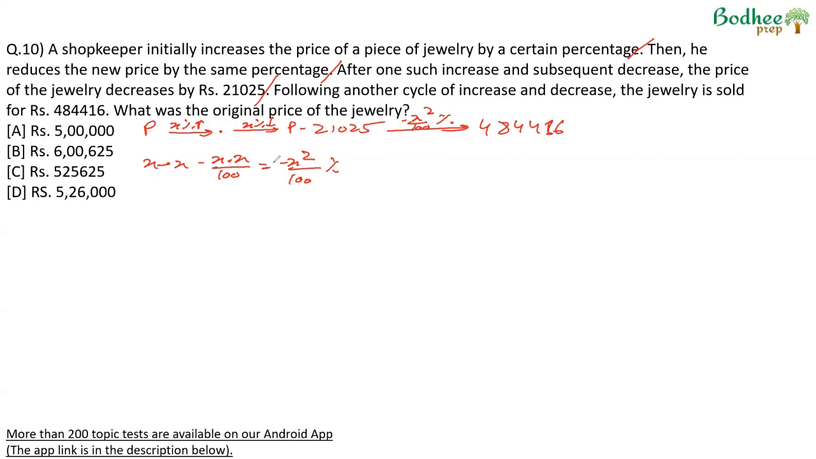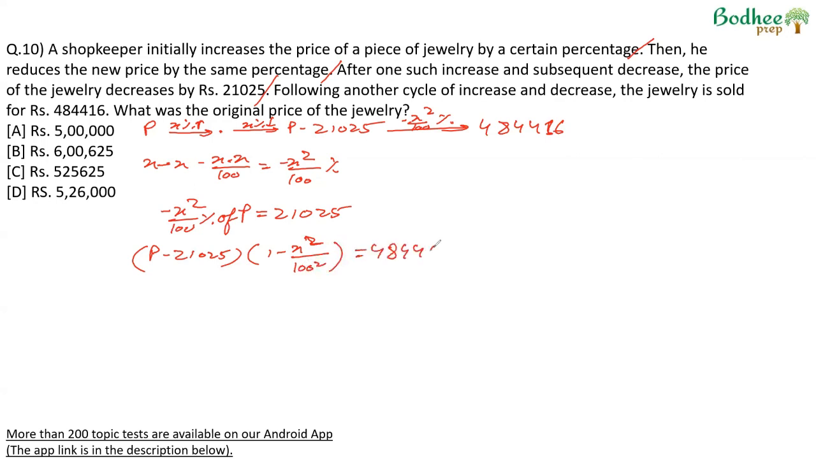Now, the two equations that we'll get: from the first one, you can write minus X square by 100% of P. This will be the decrease in the first case, which is given as 21025. Secondly, this new value P minus 21025 reduced by X square upon 100%, so X square upon 100 into 100. This will give us 484416.